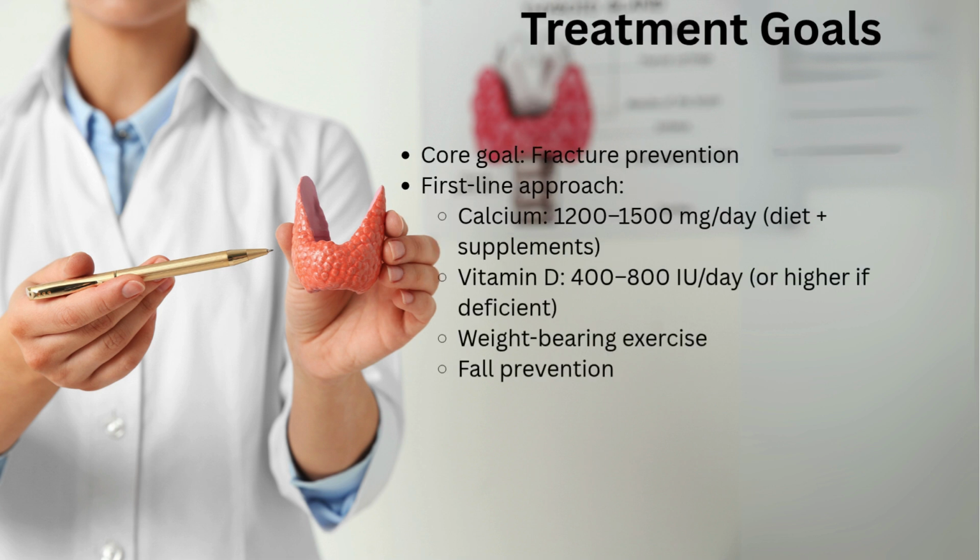Treatment. What's the treatment focus? Treatment for osteoporosis always focuses on one main goal: fracture prevention. Stop the brakes. This starts with lifestyle measures, ensuring adequate dietary calcium, usually aiming for 1200 to 1500 mg per day total intake, and vitamin D, typically 400 to 800 IU daily, although sometimes higher doses are needed if deficient. Weight-bearing exercise is also important, as are fall prevention strategies, the basics.